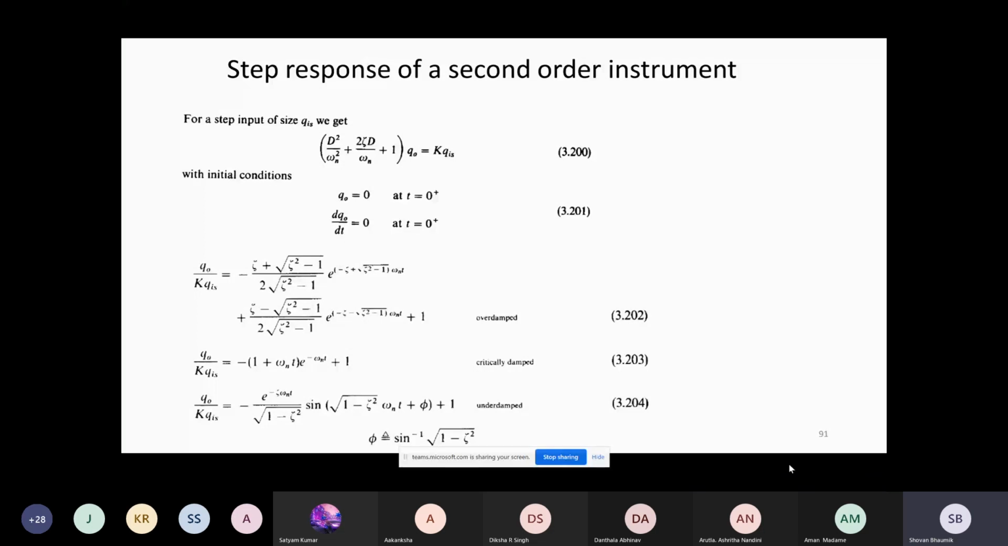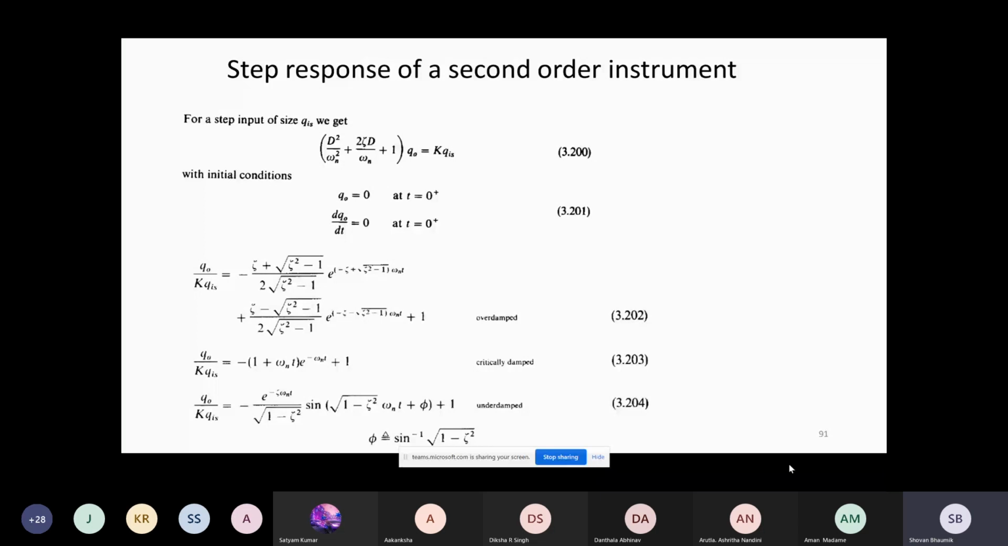And if you see, there are a few cases we can consider. Zeta can be equal to 1, which is called critically damped. Zeta can be within 0 to 1, which is called underdamped. When zeta is greater than 1, that is overdamped. And zeta can be equal to 0, which is undamped. In such a situation, we will get the solution.